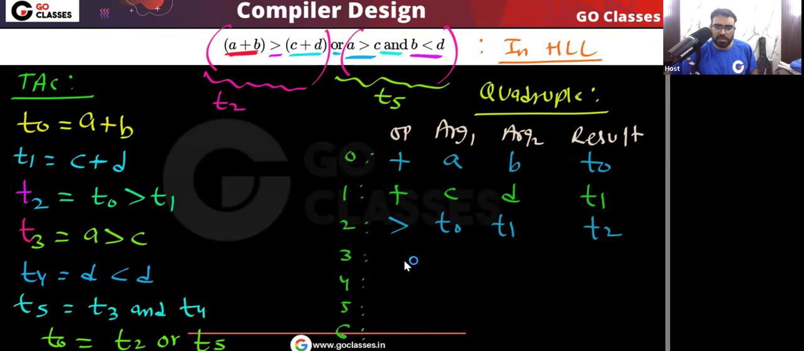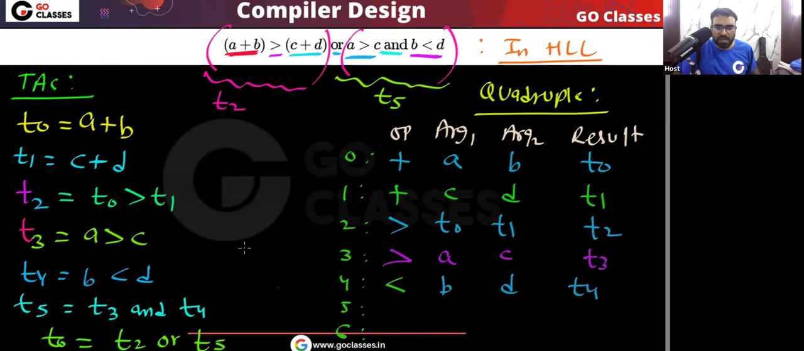Okay, next you can see the operator is greater than, and the arguments are a comma c, and the result is T3. Let's see the next. The operator is less than. The arguments are b. Here, this will be b. Okay, so the arguments are b comma d, and the result is stored in T4.